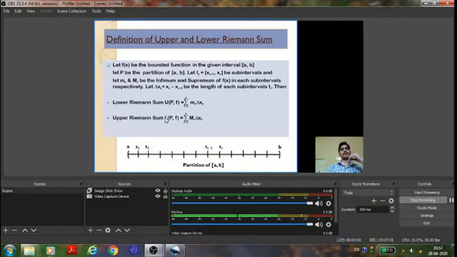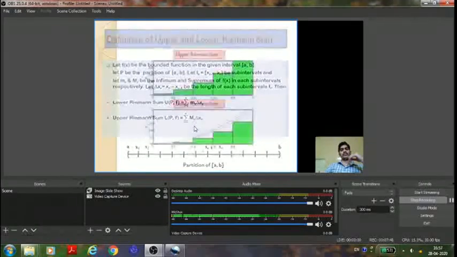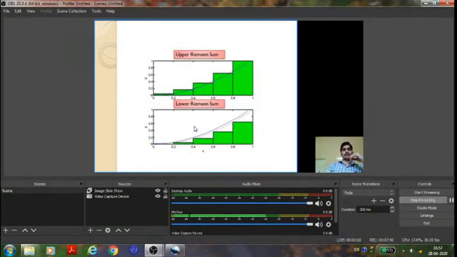Here it is, UPF, denoted by UPF equal to the summation of capital M_r delta x_r. Now look at this. Suppose this is the function y equal to f of x. I will show you this one.